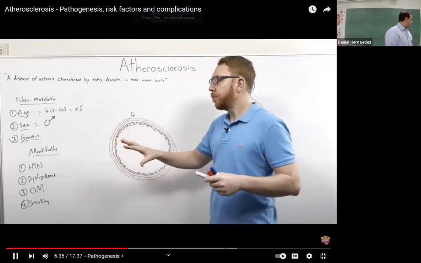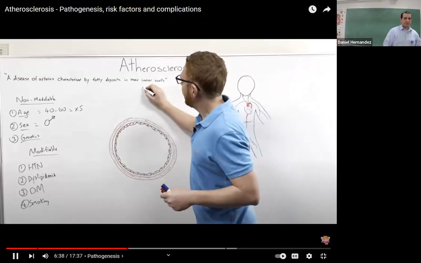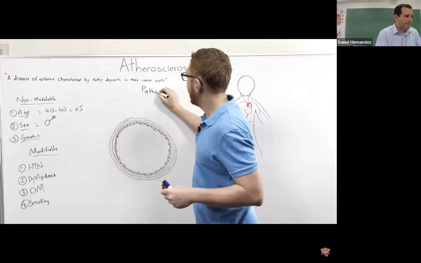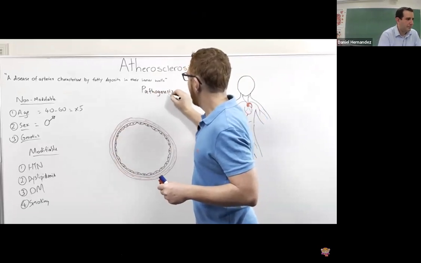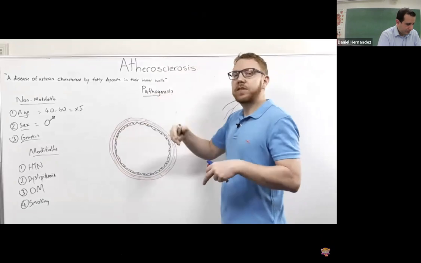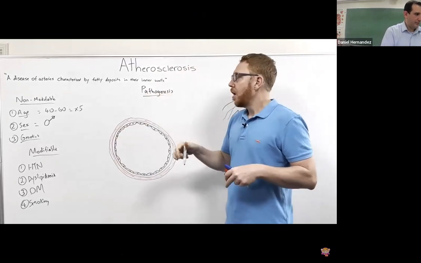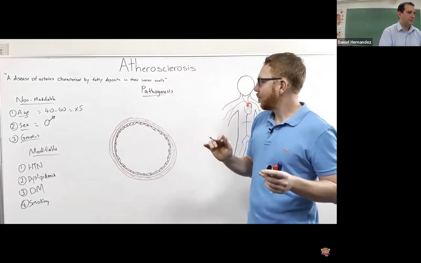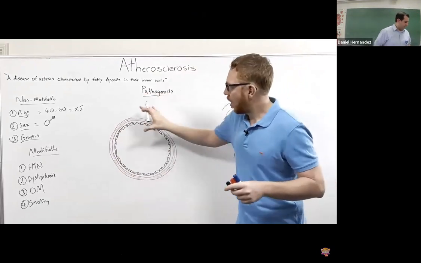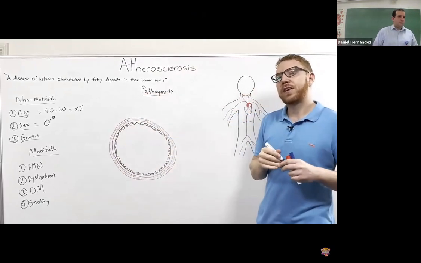Risk factors. Now we're going to move into the pathogenesis. So the pathogenesis for today, what this basically means is the genesis, the creation of the disease. For this, I'm going to put 5 steps. So I'm going to come up with 5 steps on how this atherosclerosis process occurs.